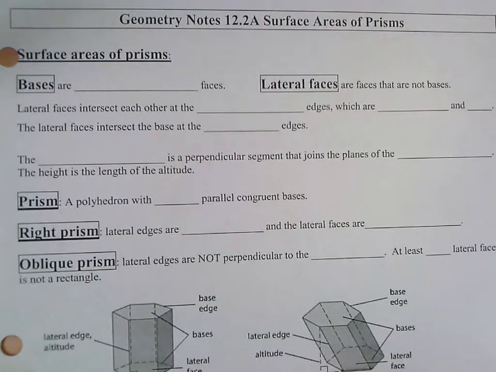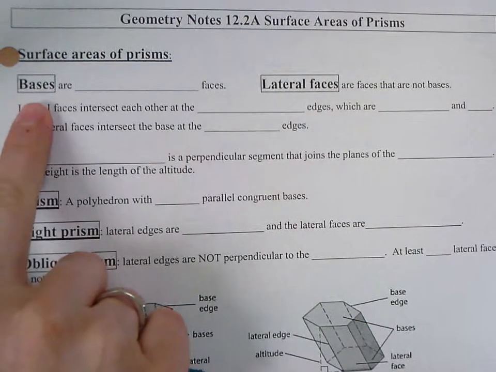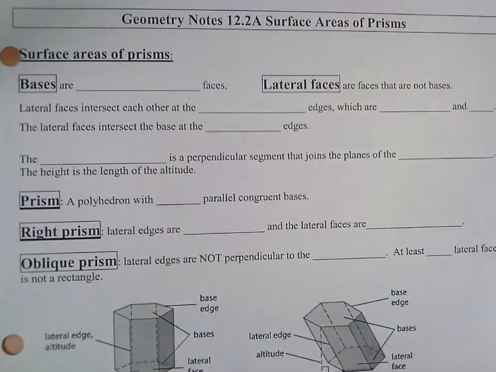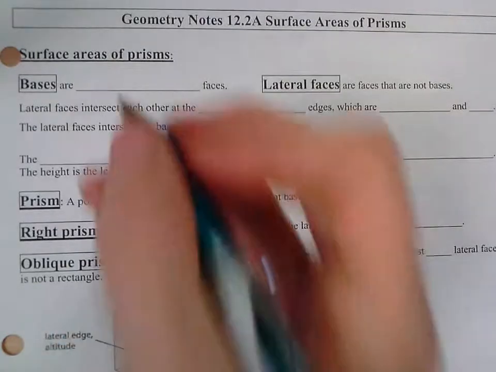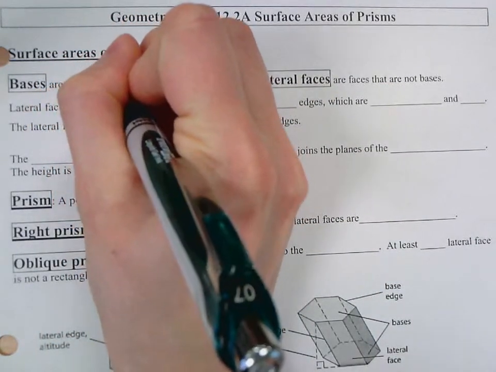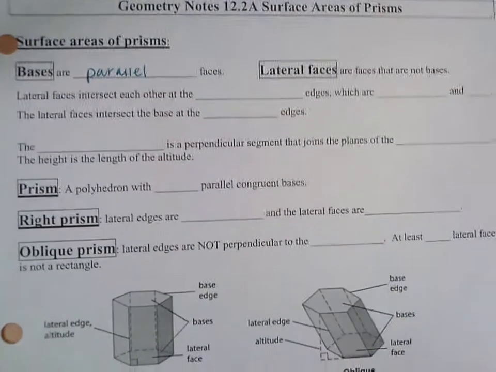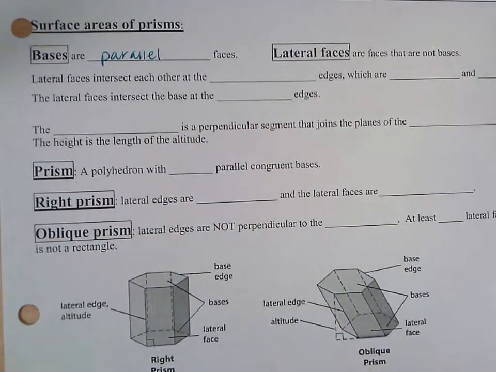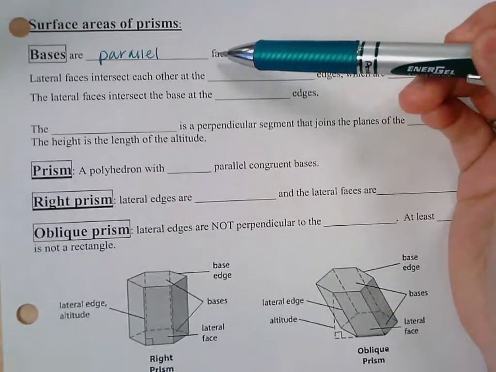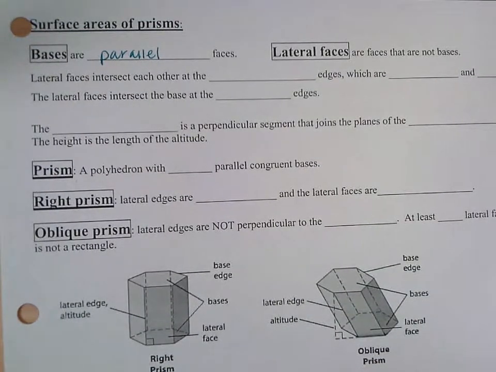So in terms of a prism, first of all, you have to be able to identify the base or bases of a prism. Bases are parallel faces. So that's key. Normally when you look at a three-dimensional figure, you think of the base as being the bottom. But you will have problems on your assignment for today where the base is actually not the bottom of the shape that you see. The bases have to be parallel faces. So if you're looking at the bottom and the face is not parallel to a different face, it's not a base. You can't use that as a base.